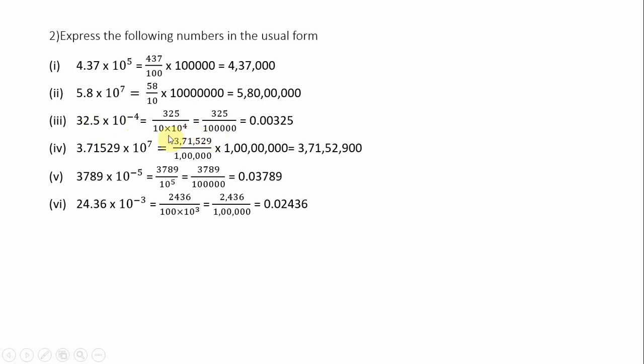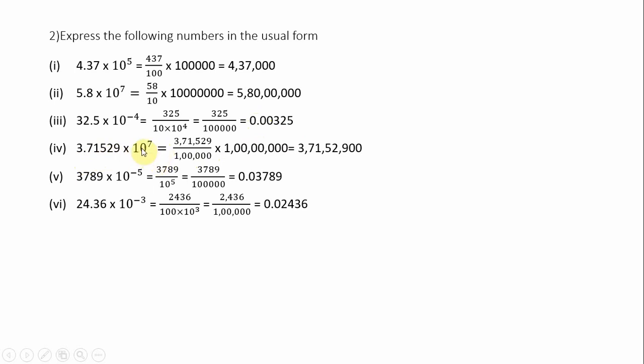And now 10 to the power of minus 4, bring it down to make it a positive exponent. Then how many zeros does it become? This is 1 and this is 4. So together 5 zeros. Here 3 digits are there, so put the decimal behind, with 2 more zeros. Therefore it comes to 0.00325. Understand?